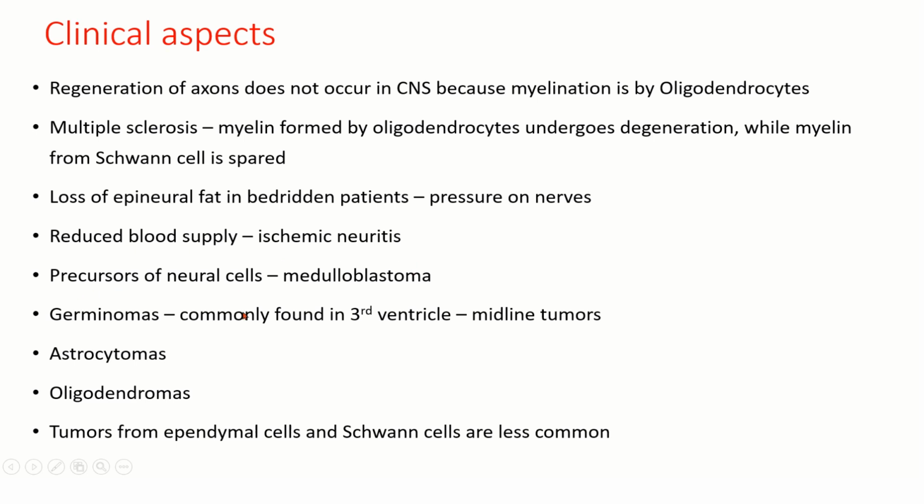Then precursors of neural cells will lead to tumors called medulloblastomas. Germinomas, these are commonly found in the third ventricle. These are the midline tumors. Then from neuroglial cells, there will be astrocytomas, oligodendrogliomas, and tumors from ependymal cells and Schwann cells are less common.